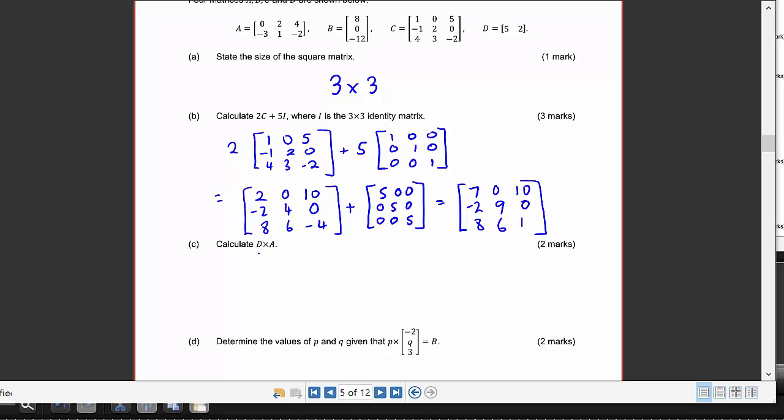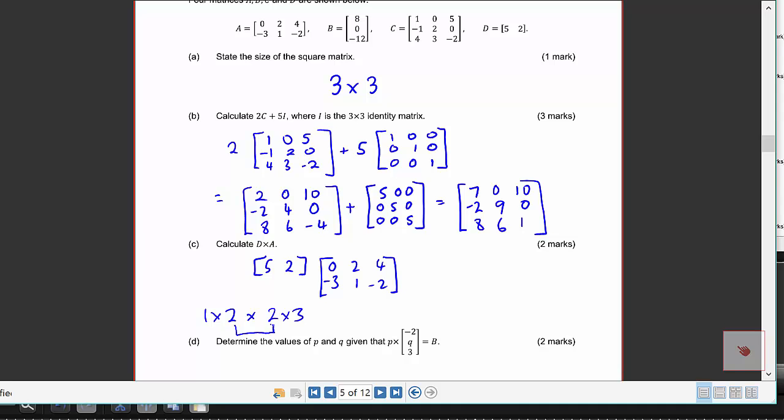Calculate D times A. Well, D is 5, 2, and A is 0, negative 3, 2, 1, negative 2, like so. Now that's a 1 by 2 matrix being multiplied by a 2 by 3 matrix. So we know that we can do it, and then the product matrix will be 1 by 3. So one row with 3 numbers in it.